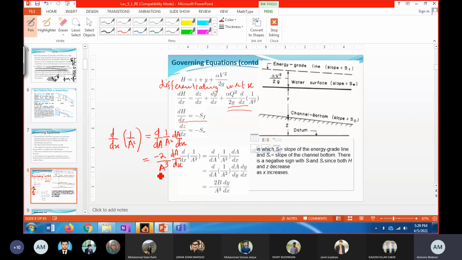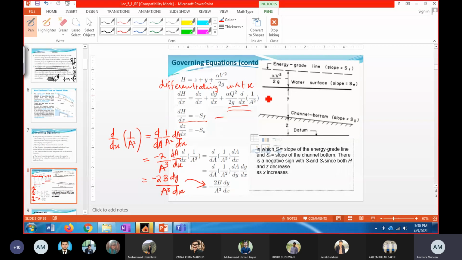Again, you'll write this dA as B into dy. B is the width of the channel, and dy is the change in depth. So minus 2 into B into dy over A cube dx. That's how you get the derivative. The same is written over here, as dA is equal to B into dy.